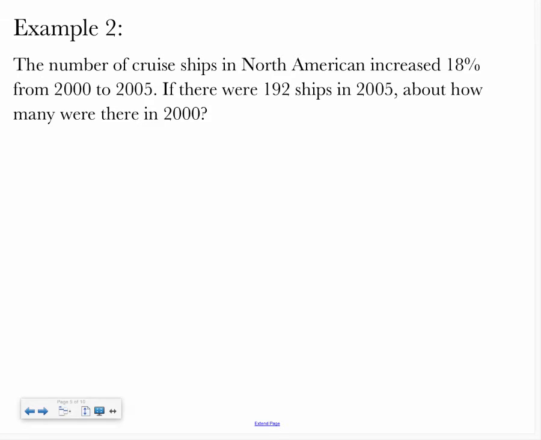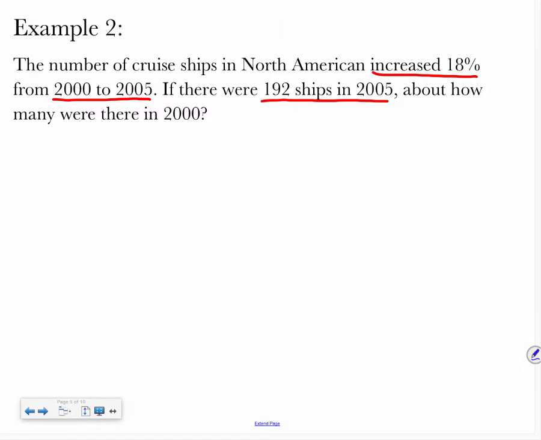Okay? So, it's a lot of words. Talking about cruise ships, and we know that they increased by 18% from 2000 to 2005. And we also know that there were 192 ships in 2005. So we want to figure out how many were there in 2000.